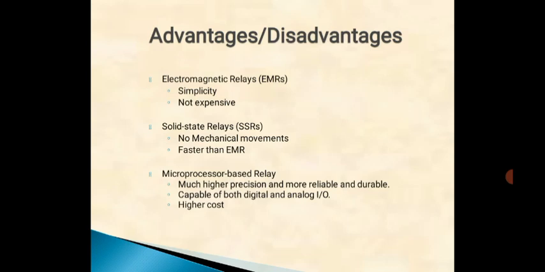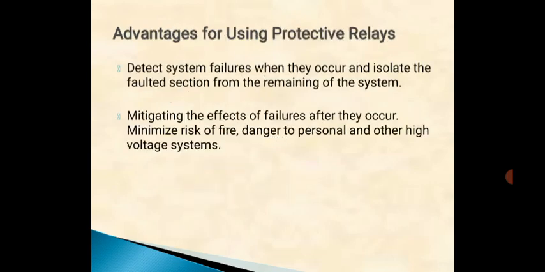Advantages: electromagnetic relay is very simple, and the cost is not expensive. Solid state relays are faster compared to electromagnetic relays. The operating speed of solid state relays is very high, because there is no mechanical movement and everything is fixed. Next one, microprocessor based relay. It is high cost, but high precision, more reliable and more durable. It is capable of both digital and analog inputs and outputs.